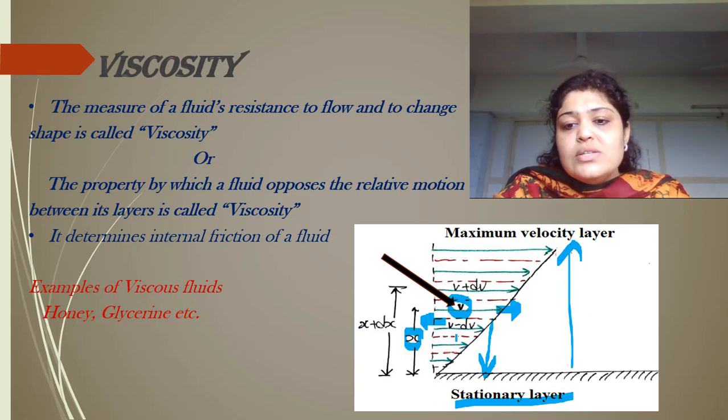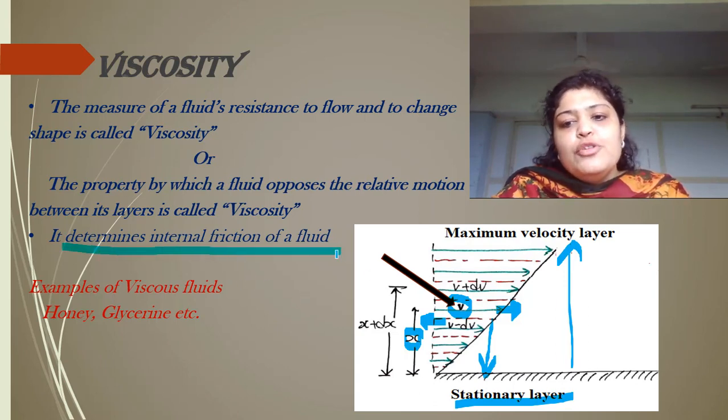Why? Because slowly the velocity is increasing. Why is it increasing? Because the friction is decreasing, because you are moving away from the stationary layers. So these layers actually slide one above the other. So basically viscosity determines the internal friction of a fluid also. Some examples of viscous fluids are honey and glycerine.